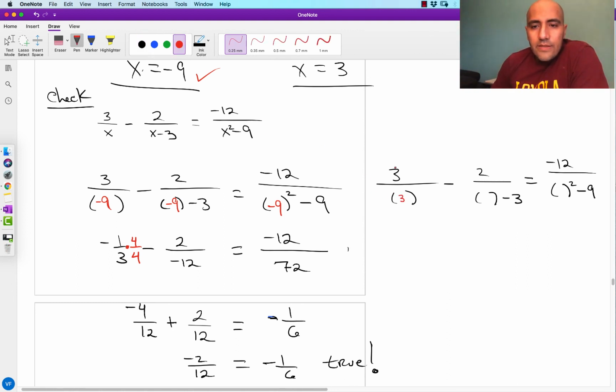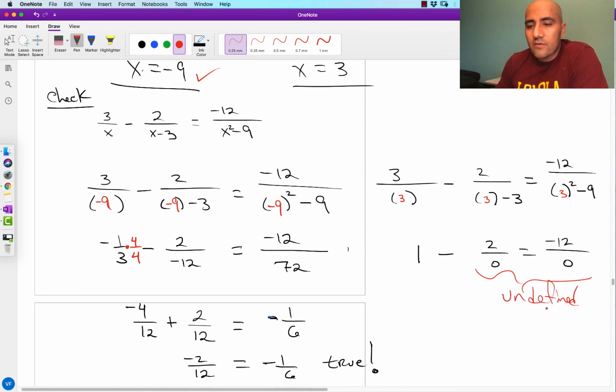And so here we have a 3 that's going to reduce to 1. And here we're going to have a 3 that reduces to 0. Here we're going to have a 3 that's going to reduce to 0. And both of these cause a problem because we're going to end up with a 0 in the denominator. Right? So these guys reduce to 1 minus 2 over 0 is equal to negative 12 over 0. And remember that that means that these are undefined. Undefined, right? So it's not valid. That means that this is not a valid solution. So the only solution here is x equals negative 9.